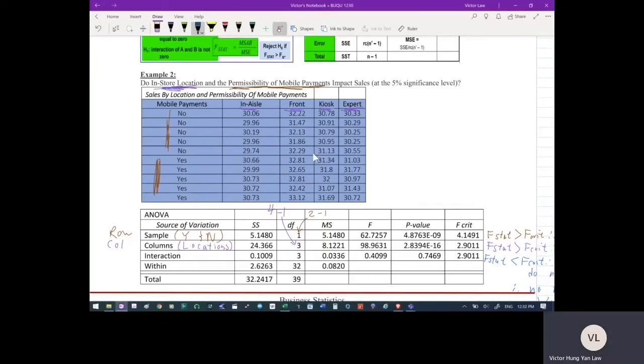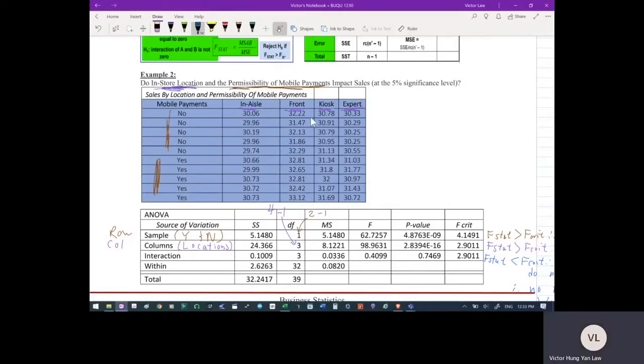And when we're looking at the data set here, how we know this is two-way ANOVA is because we have two factors. First factor is your locations. We have the in-store location for the mobile payments, right? So we have the in-aisles, front, kiosk, and expert. So that's the in-store location. And then in the row, we have the permissibility of mobile payments. So we have yes for mobile payment, we have no for mobile payment. So we have two factors here. And when we look at the data set, these are numerical variables, these are the sales. So that's why we know that this is two-way ANOVA. We have two factors and these are numerical variables.